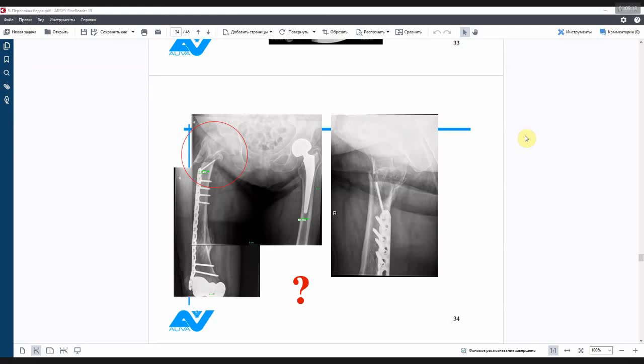Open or closed. In an open fracture, the bone protrudes through the skin. Greenstick fracture: one cortex is broken while the other remains intact.